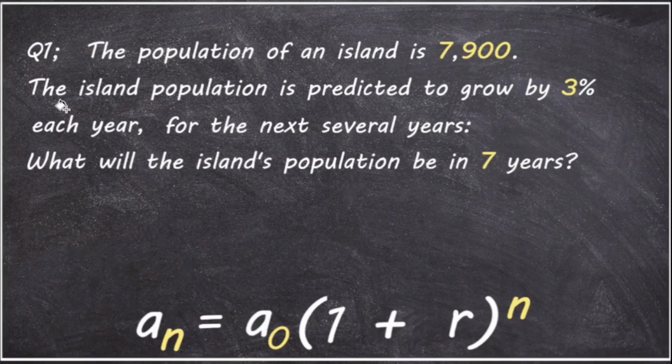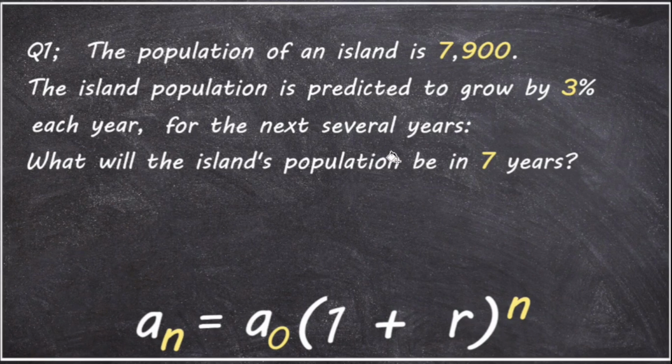So here's the question. The population of an island is 7,900. The island population is predicted to grow by 3% each year for the next several years. What will the island's population be in 7 years? I've highlighted the important values in yellow: the initial population, the expected percentage growth, and how many years of population growth we want to calculate. And the equation is what we can use to calculate the growth, and that will give us the predicted size of the population in 7 years.